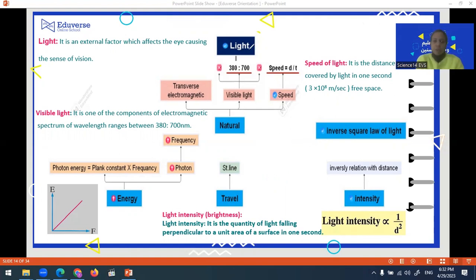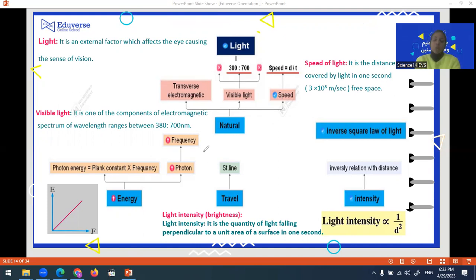The light nature, we talked about it being transverse electromagnetic. The visible light is one of the components in the electromagnetic spectrum. The wavelengths of the visible light are between 380 and 700 nanometer. The speed is like any speed. When we are talking about the speed of anything, it's the distance over the time. So the speed of the light is the distance covered by the light in 1 second, 3 times 10 to the power 8 meter per second in free space.